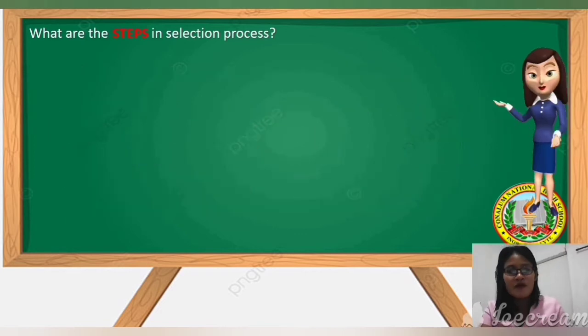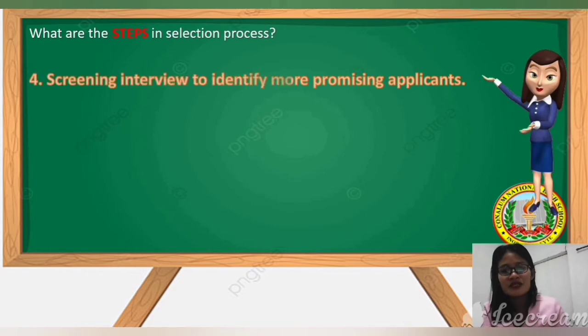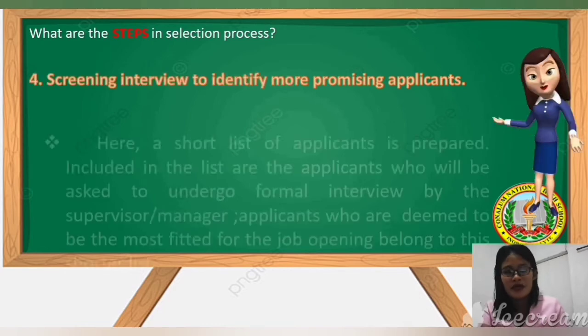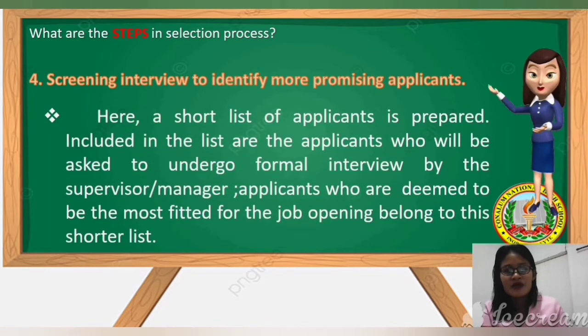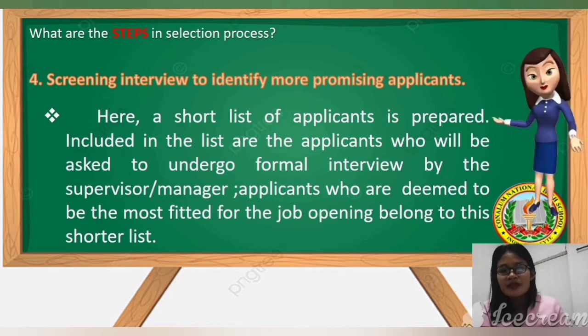So for number 4, which is screening interview to identify more promising applicants. So here, a short list of applicants is prepared. Included in the list are the applicants who will be asked to undergo formal interview by the supervisor or the manager. Applicants who are deemed to be the most fitted for the job opening belong to this shorter list.